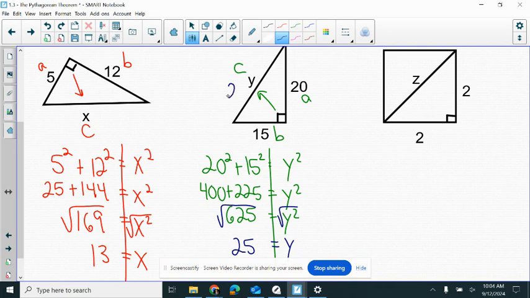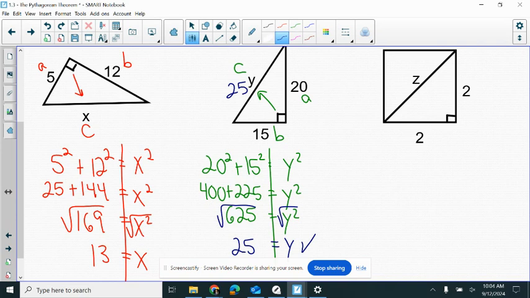We talked about how the hypotenuse always has to be the biggest number. So if I got 25, an easy check is: is 25 bigger than the two legs, 15 and 20? It is, so that makes sense. If I ended up with a number that was smaller than the leg values, then it wouldn't make sense, and I would have done something wrong.